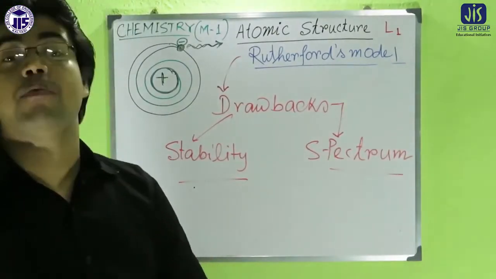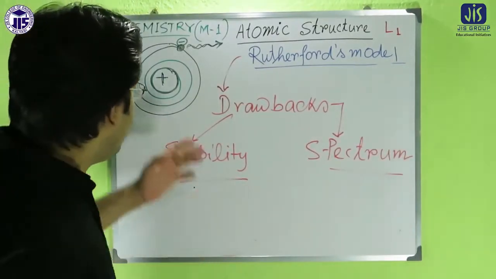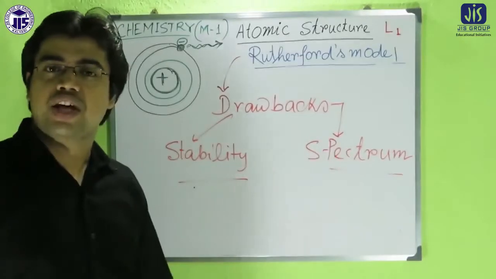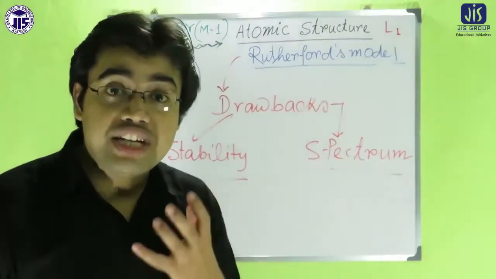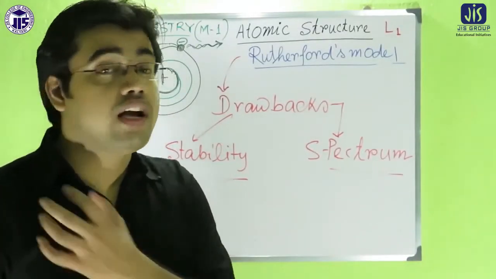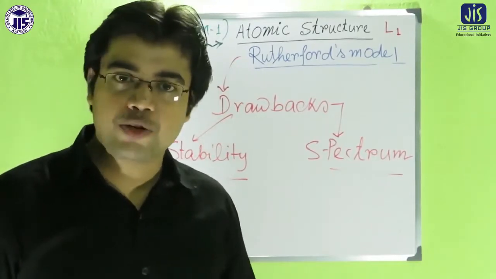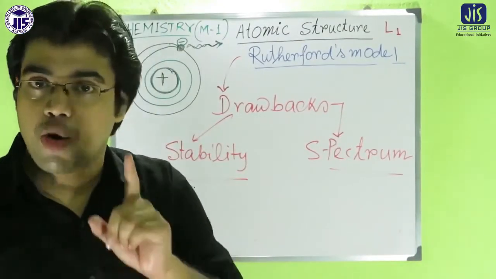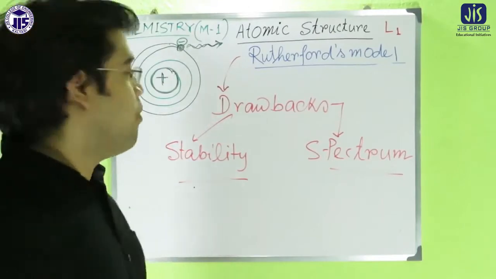According to the practical scenario, if the electron falls onto the nucleus, then what happens? The total system will collapse. That means we can't explain the stability of the atom. So this is the first drawback of Rutherford's model.